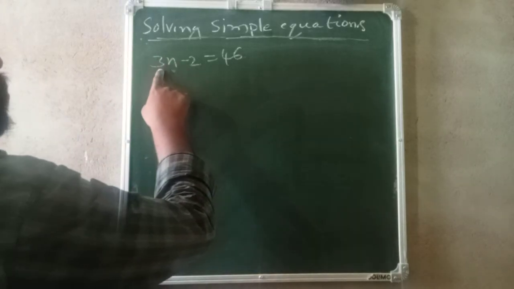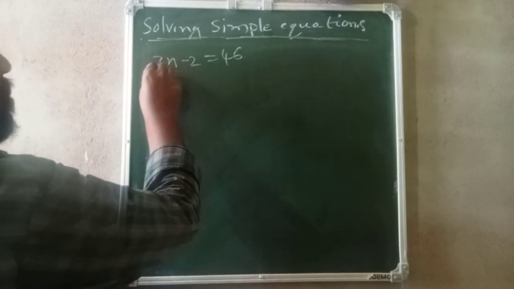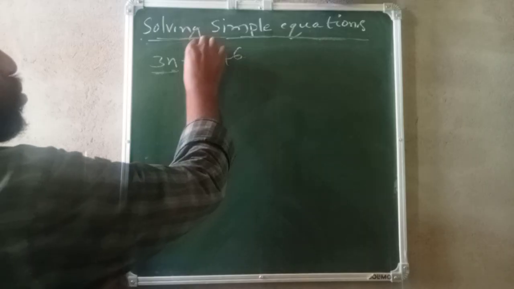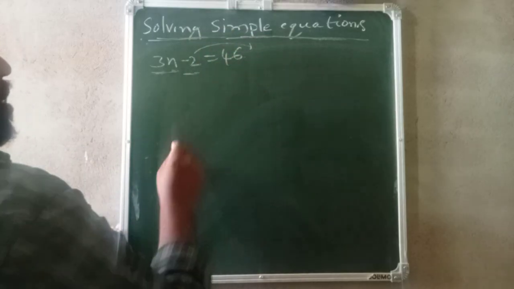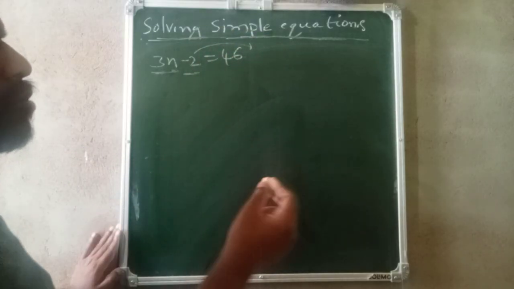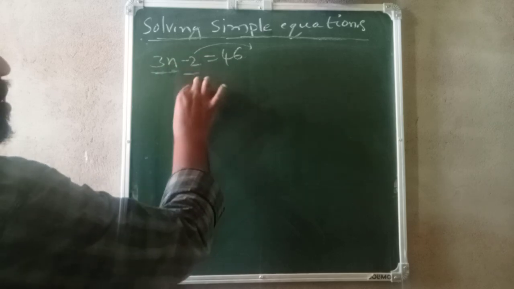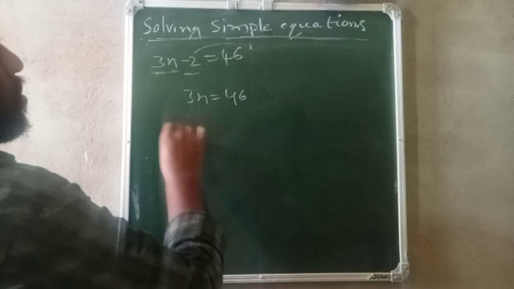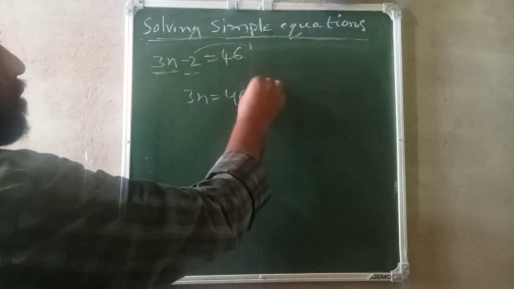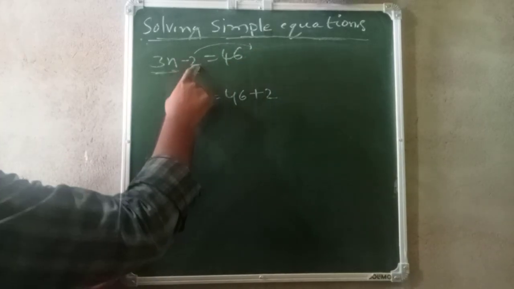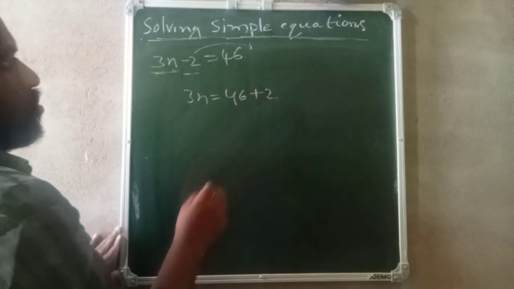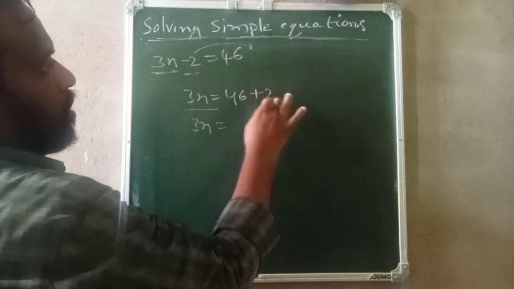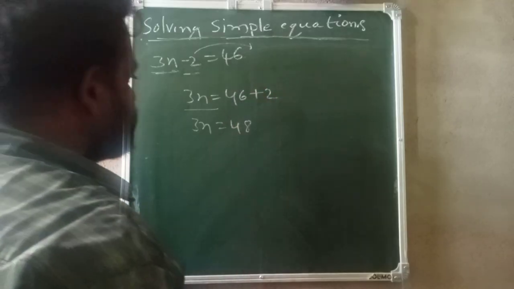So n along with whatever is there, that is 3, you keep it on one side. The remaining is minus 2. We have to move this to this side. So next step, before moving this minus 2, write this 3n is equal to 46, as it is. When minus 2 is moved this side, that will become plus 2. So 2 same, minus changes to plus. So next step, write this 3n is equal to, so 46 plus 2 is 48.